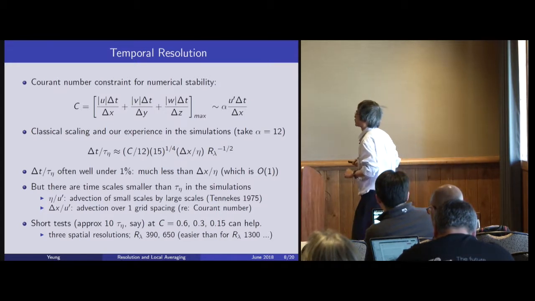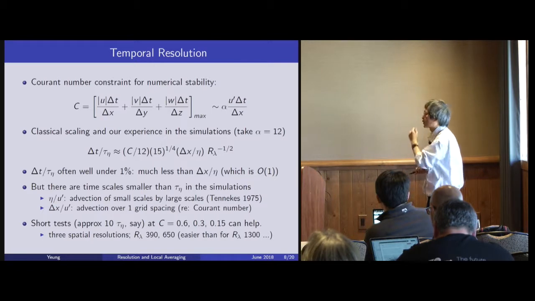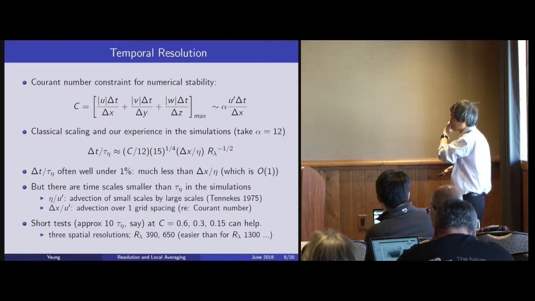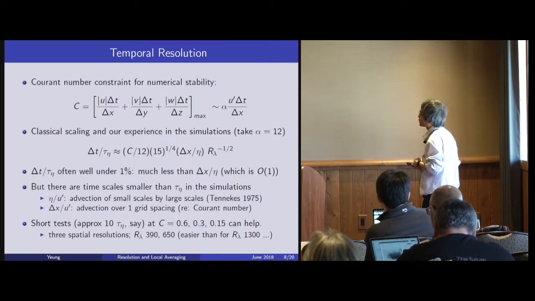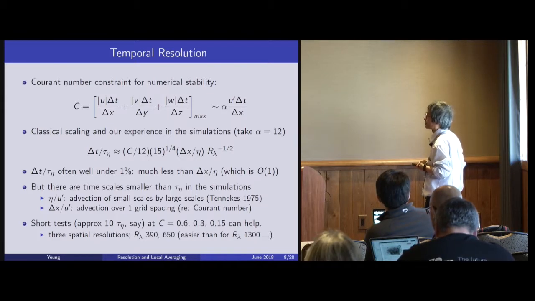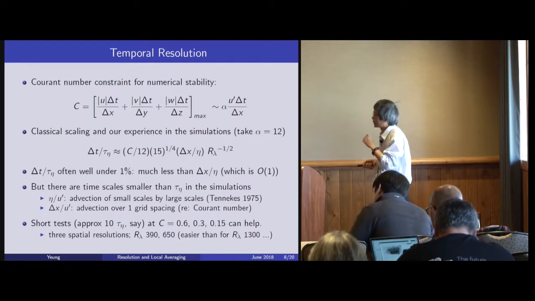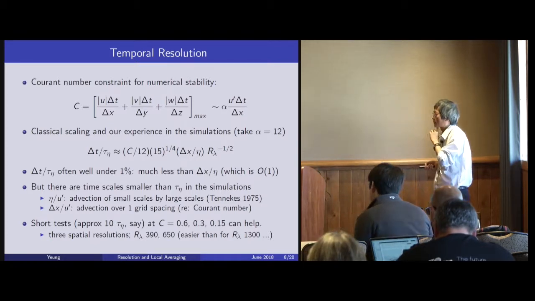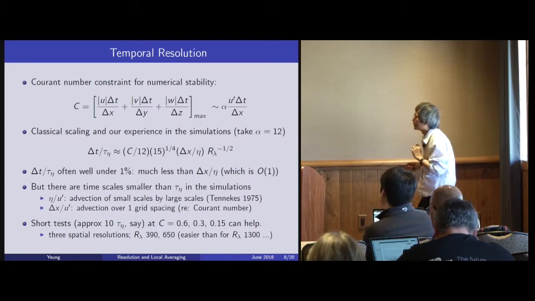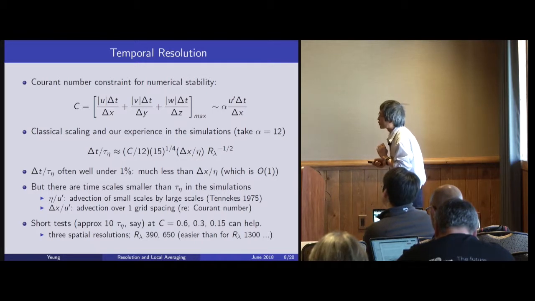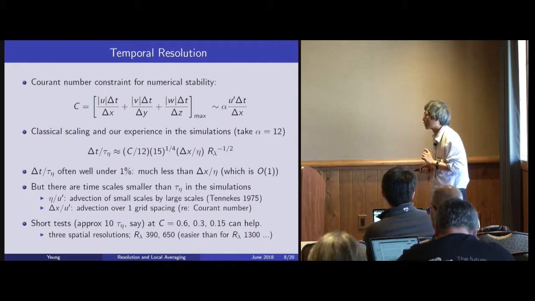This is an expression here which seems to be satisfied quite well by our DNS data. Often we find that delta t is very small compared to the Kolmogorov time scale, less than 1%. So we made a mistake earlier. I think we didn't worry about this enough. It turns out that though delta t seems to be so small by this criterion, that is not really sufficient.